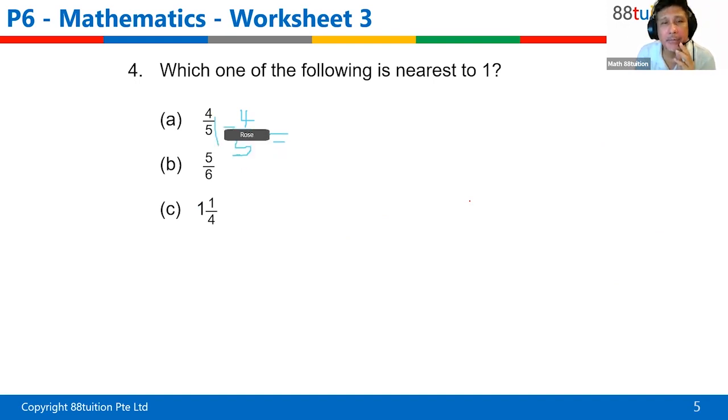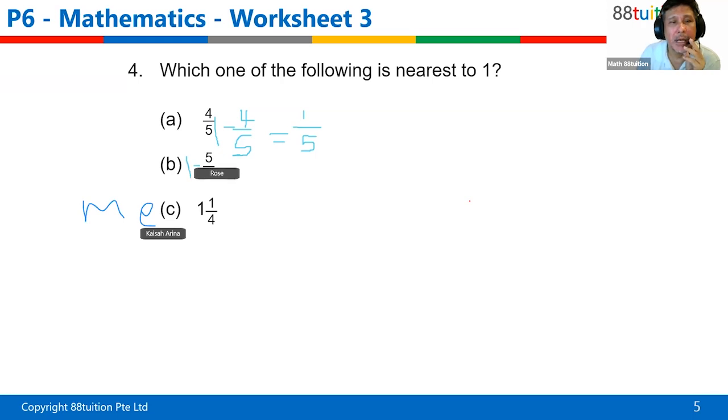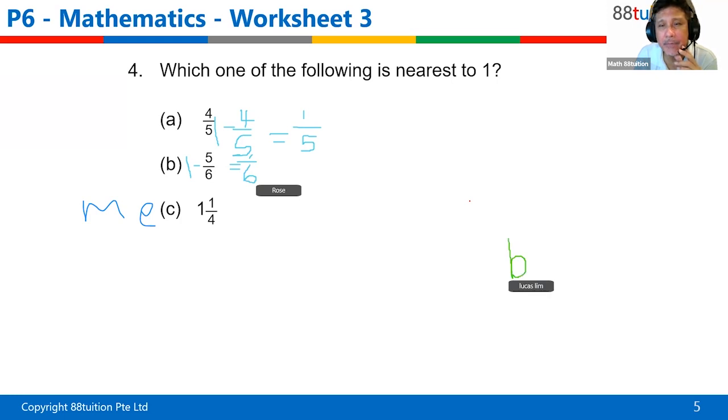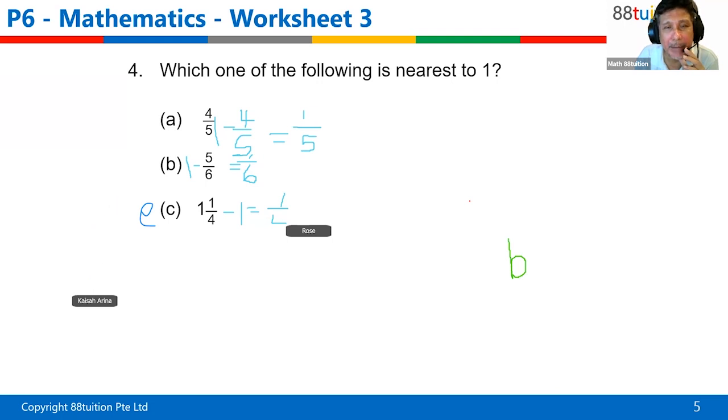Okay, I can see that Rose is writing. So let me just try to find out what Rose is doing. Okay, well done. Rose has actually worked out the gap. Lucas has put B. Kaiser has written me, but then after that stopped. And Rose is actually working on all the gaps.